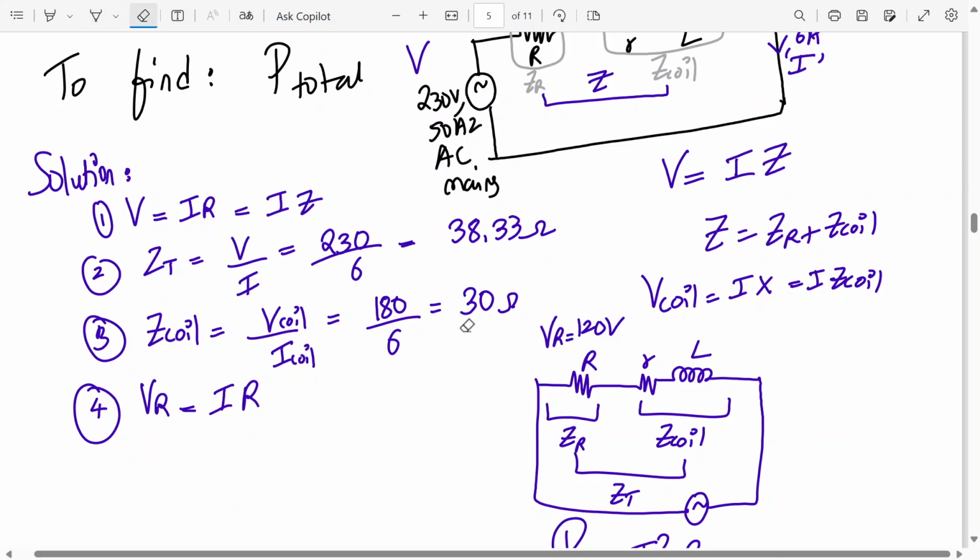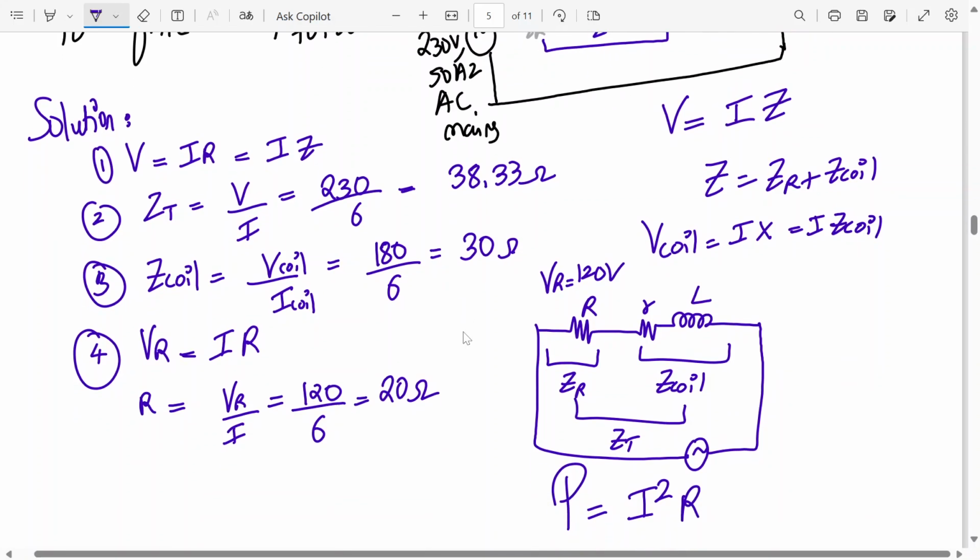I into R, where I is the total current. So R will be what? VR upon I. VR is 120 divided by I, which is 6. How much is it? 20 ohms. Yes, right. Okay.